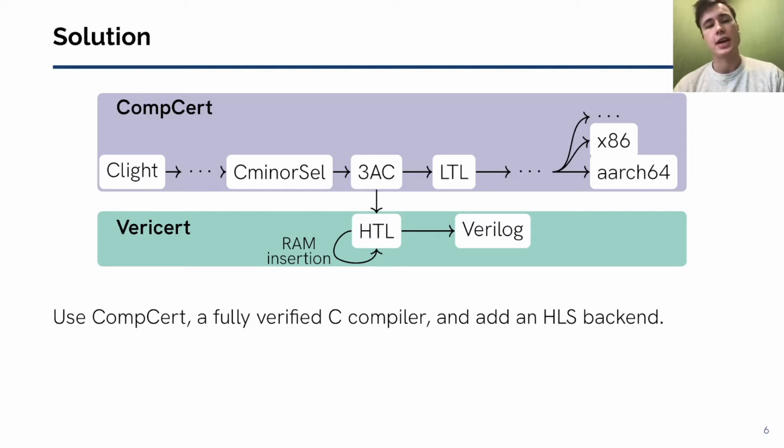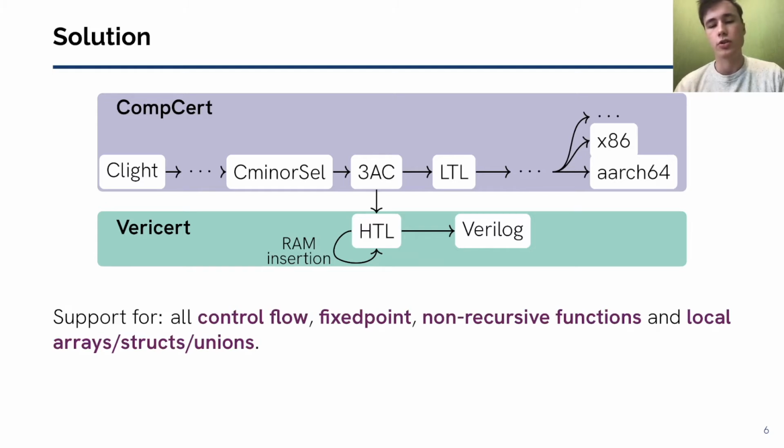So our solution to this is to actually use CompCert as a front end, and then add a hardware backend to it. This is done by branching out at the 3AC stage, also known as RTL in CompCert literature, although this clashes with a hardware term as well. So we call it 3AC. And we translate from 3AC into HTL, which is a hardware-specific intermediate language, on which we can perform some hardware-specific optimizations like RAM insertion. From HTL, we then translate into proper Verilog code.